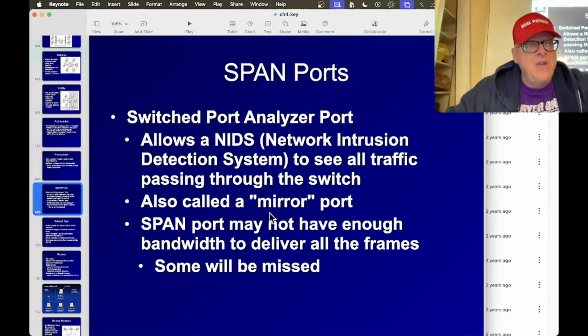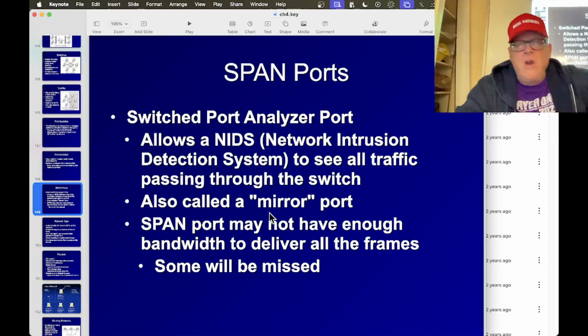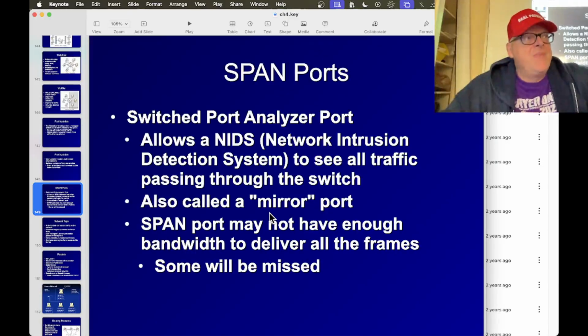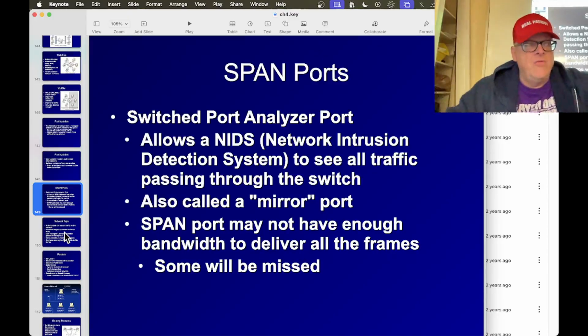The problem is, if you have, say, 1 gigabit per second at every port, and they're all going at 1 gigabit per second, the span port can't keep up. So it only works for relatively low amounts of traffic. For high amounts of traffic, it may not have enough bandwidth to deliver all the frames.